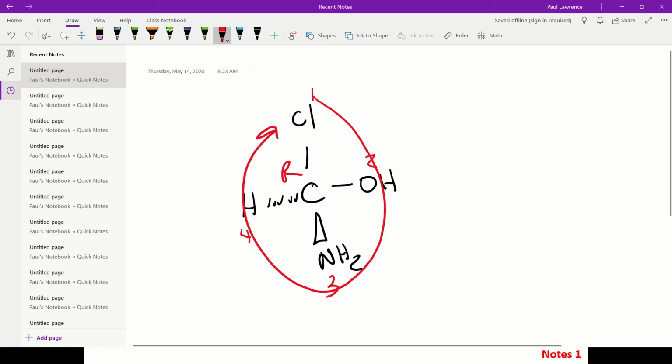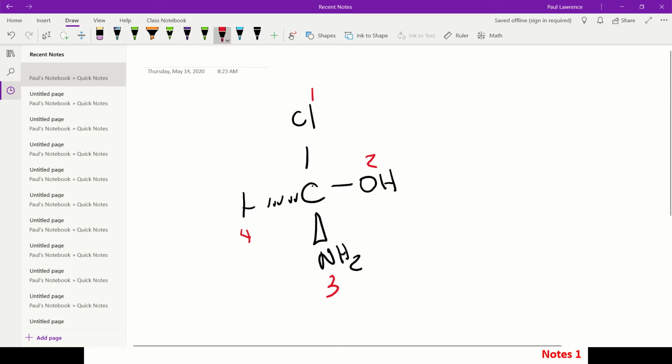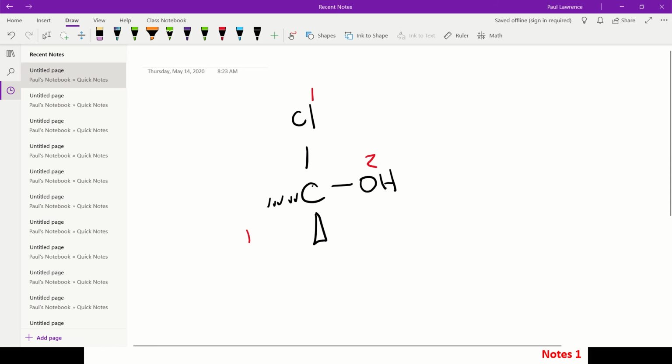The other thing that gets students all the time is, let's say, the hydrogen or the lowest priority is not a dash. Let's change it up to this. What if we had this?